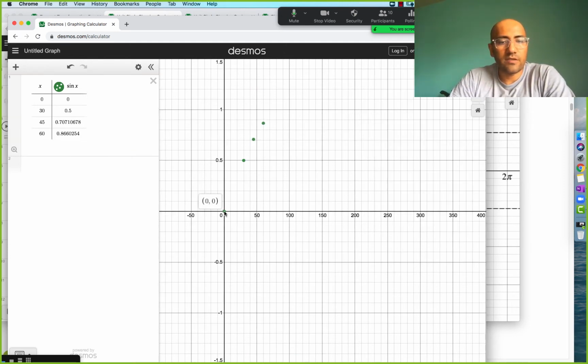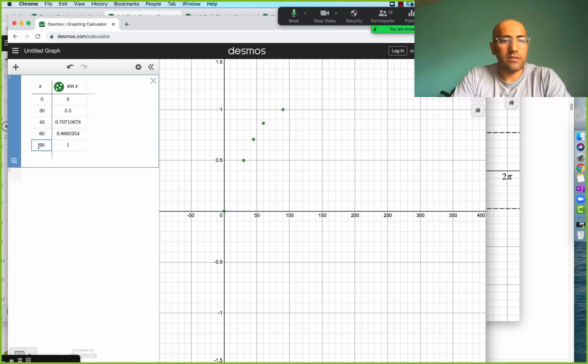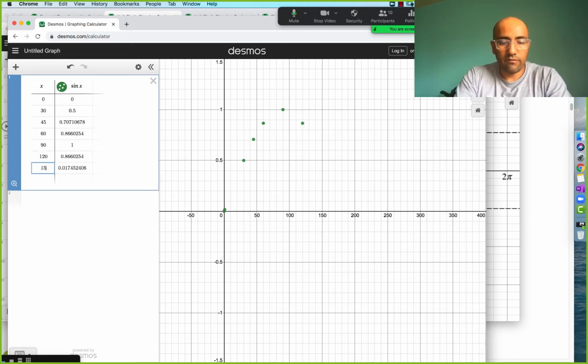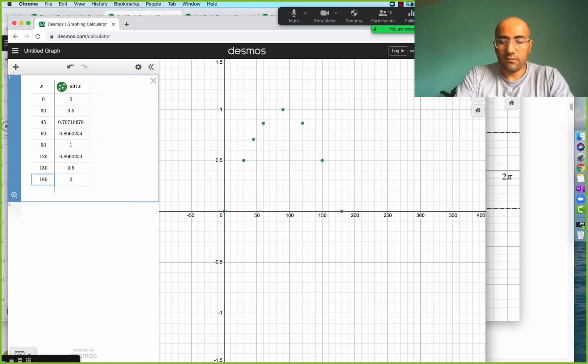Okay, so we have all these ordered pairs. 0, 0, 30 degrees, comma 1/2, 45 degrees, comma 0.7075, 60 degrees, comma 0.866. Good, so this is root 2 over 2, this is a half, and this is root 3 over 2. Good. Okay, so then we know some other ones. We know 90 degrees, then we can likewise find simple things like 120 degrees, 150 degrees, 180 degrees, 210 degrees, right? So if we just add multiples of 30 degrees, we get to all the ones we know.